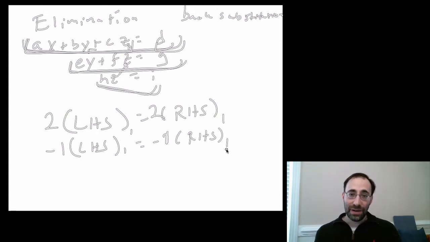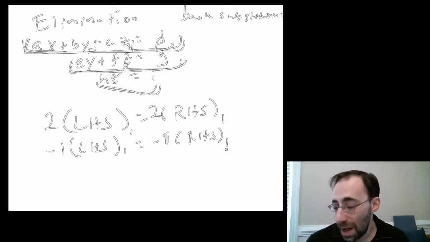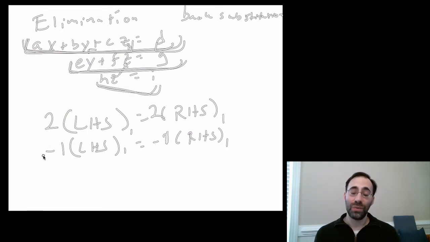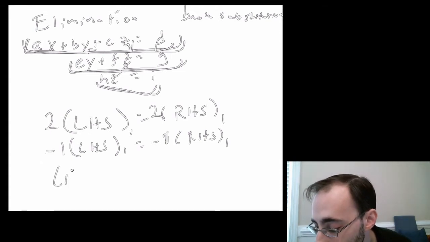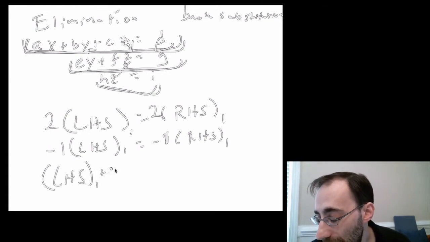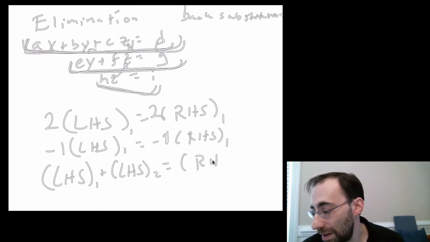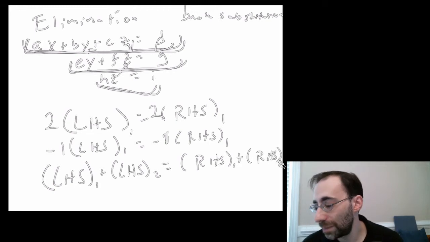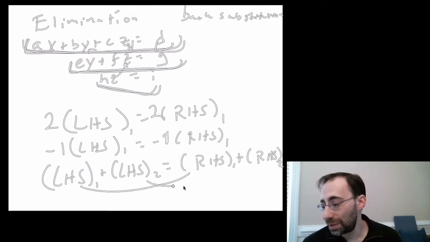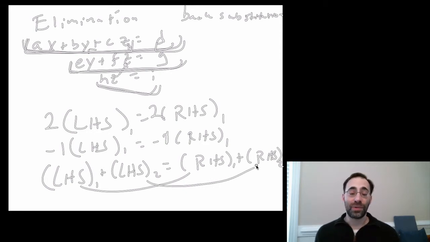Second, I can add or subtract, in this case, if I multiply by a negative number first, I can add or subtract any equations I want. So for instance, if left-hand side of equation 1 equals the right-hand side of equation 1, and if the left-hand side of equation 2 also equals the right-hand side of equation 2, I can say also, then left-hand side of equation 1 plus left-hand side of equation 2 has to equal right-hand side of equation 1 plus right-hand side of equation 2, just because this equals this and this equals this. The same thing would be true for subtraction.